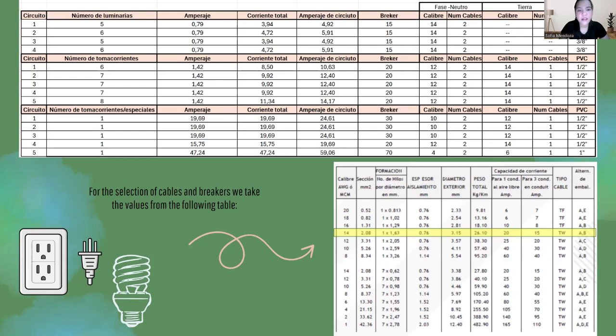For the special outlets, we take a 30 amp breaker, and the pipe used is half-inch, with 2 cables of 10, 12, and 4 for the phase and neutral, and 1 cable of 12, 14, and 6 for ground respectively.